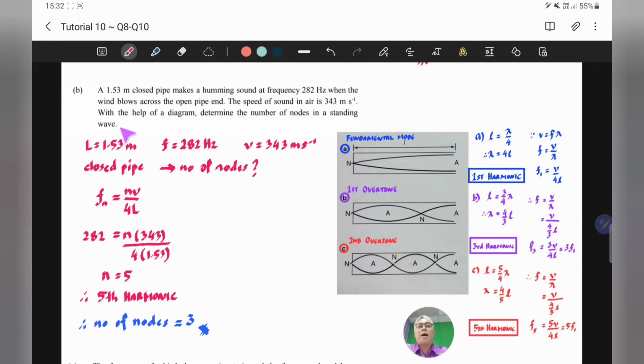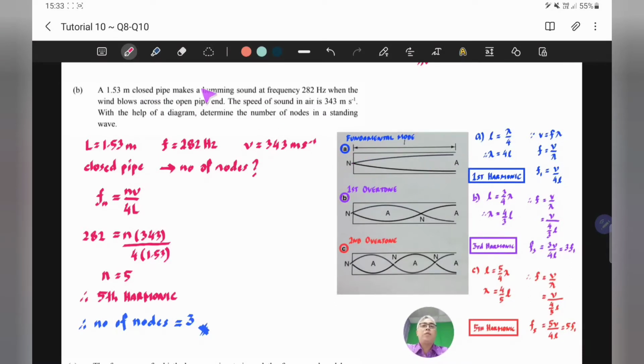Okay, so by using a diagram, they ask you to determine the number of nodes in the standing wave. First we need to know what apparatus we have. According to this, we are talking about the closed pipe. Remember we have three different apparatus: a stretched string, a closed pipe, and an open pipe. So now please focus on the closed pipe. For any closed pipe, one end should be open and the other end should be closed.